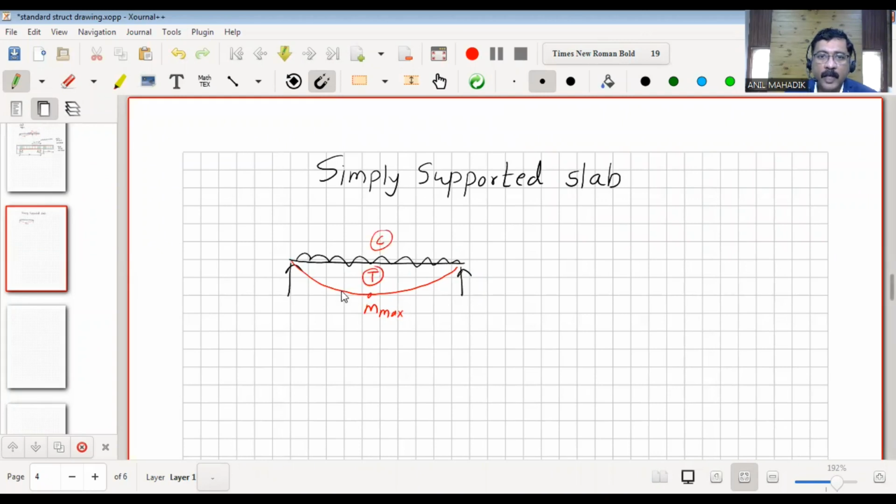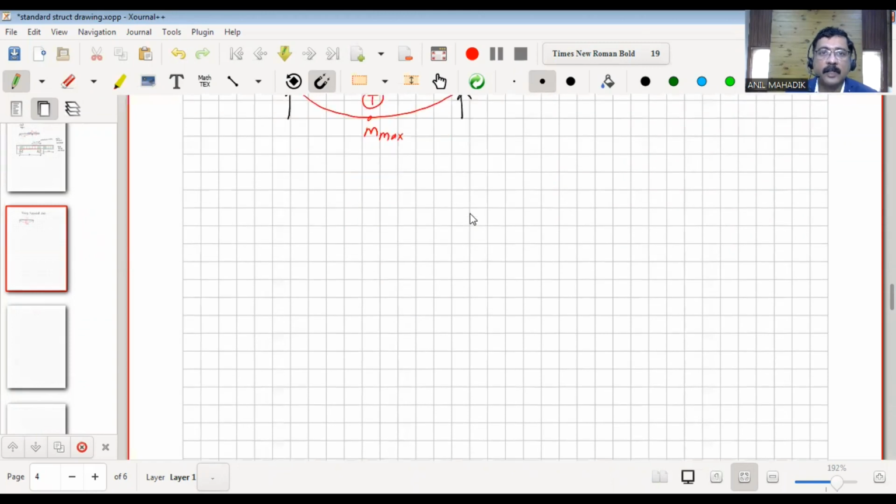So we need main steel at the bottom. This is the overall analytical philosophy of a simply supported beam, and it is also for a simply supported slab. Generally slabs are resting on the beams in RCC structure. So we'll see how to detail it out.